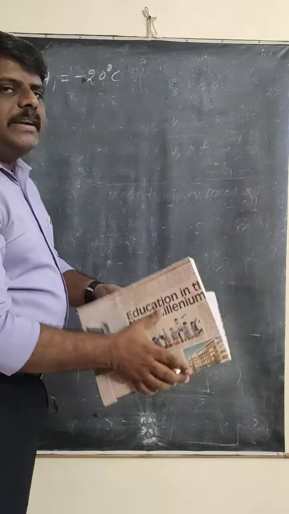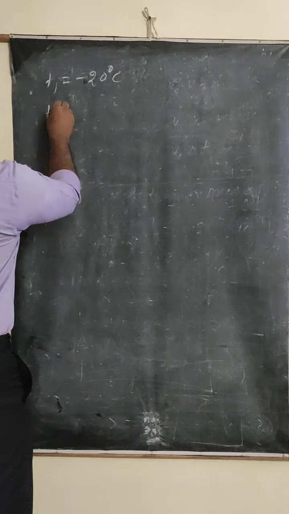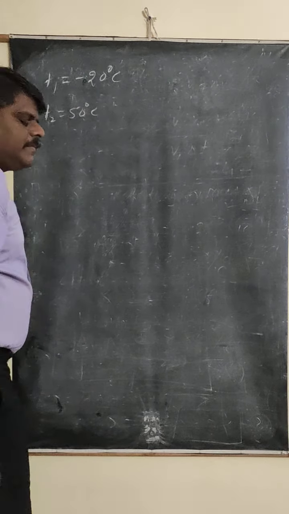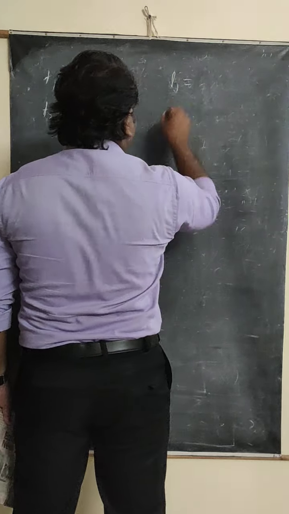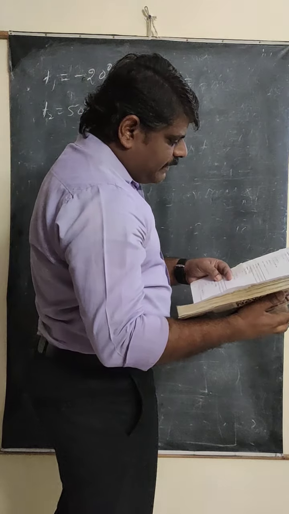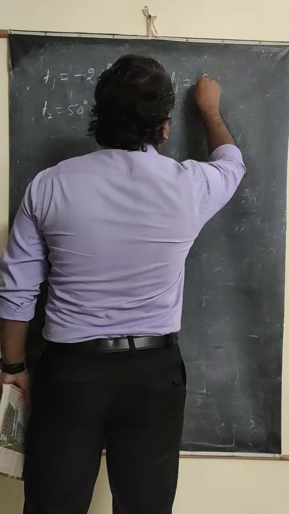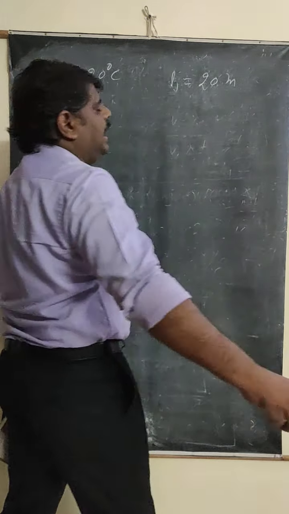And what is T2 given? T2 is given as 50 degrees Celsius. What is the initial length of each slab given to you? You can recognize the initial length as L1. L1 is given as 20 meters long.